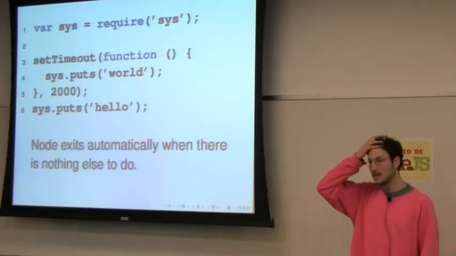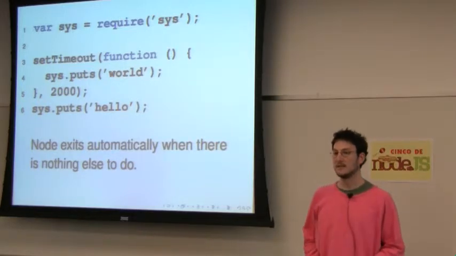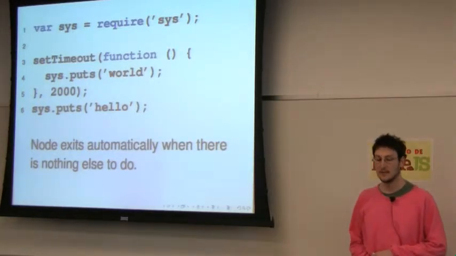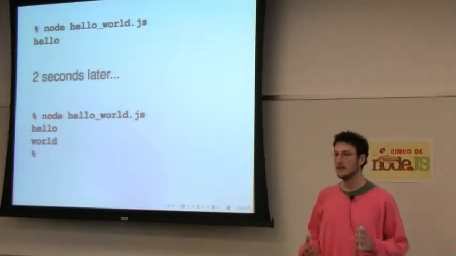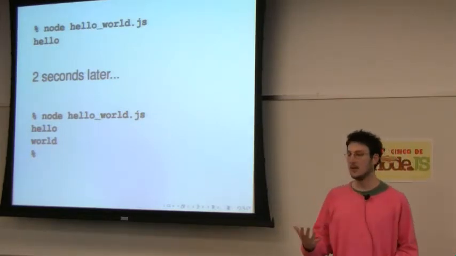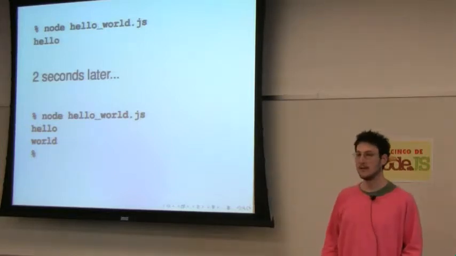And then Node has this property where it exits automatically when there's nothing else to do. So if you put that into hello-world.js and you call it with the Node program, you'll get hello, and 2 seconds later you'll get world, and then the process exits.